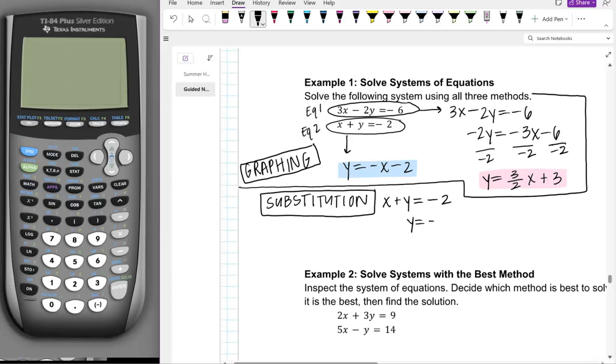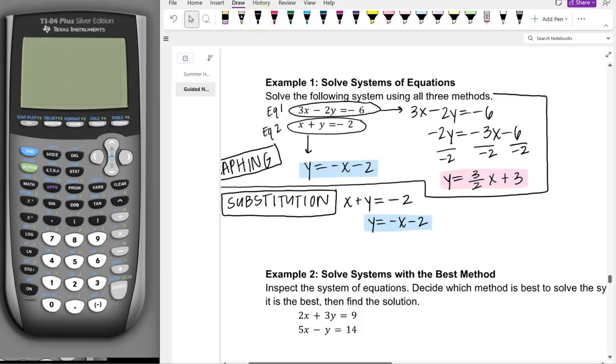We already know y is equal to -x minus 2, so let's just go ahead and get that y by itself again. And since that's coming from equation 2, I'll highlight it in blue. That's an equivalent form of equation 2. We have to take that and plug it into equation 1. So notice equation 1 is 3x minus 2y, but we know that y is equal to -x minus 2. So instead of 2y, I'm going to put 2 times the quantity -x minus 2 equals -6.